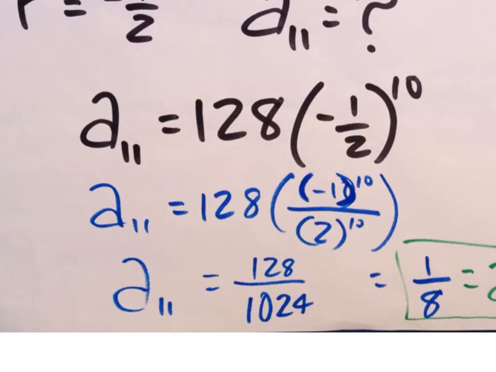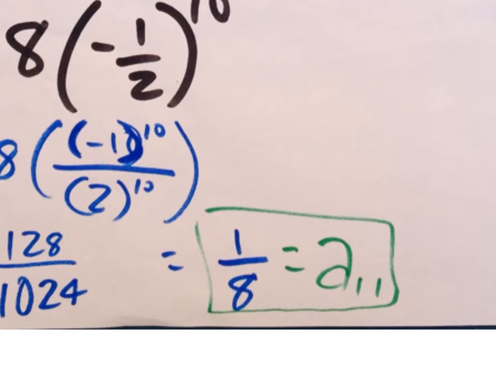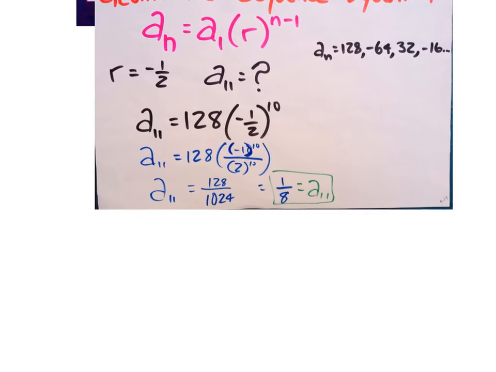When you do the math using your handy-dandy calculator, you're going to figure out that this is equal to positive 1. 1 times 128 is going to give us 128. 2 to the power of 10 is going to give us 1024. When simplified, that's going to give us 1/8. And 1/8 is the 11th term in this sequence.